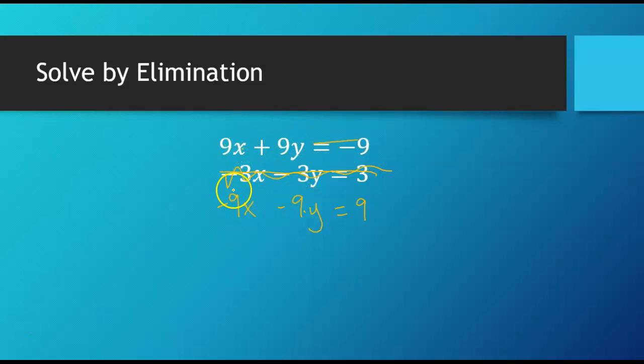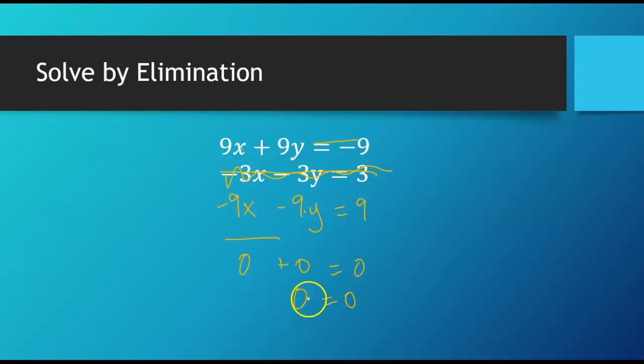9x minus 9x is 0. 9y minus 9y is 0, and negative 9 plus 9 is 0. So here we got 0 equals 0.